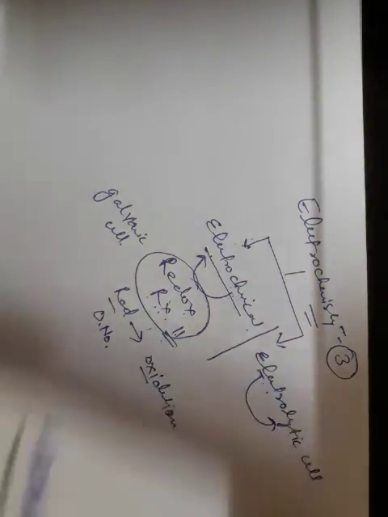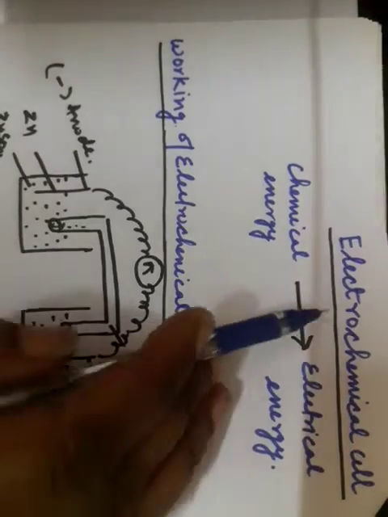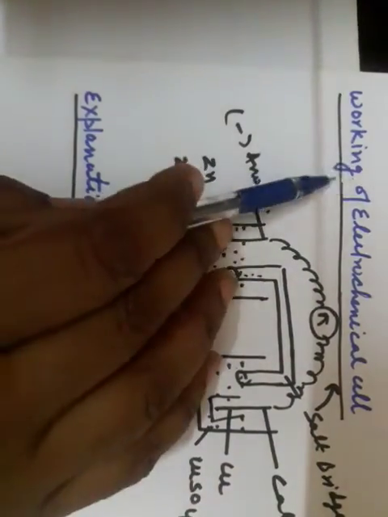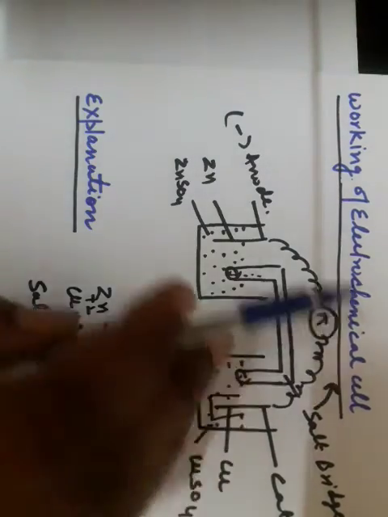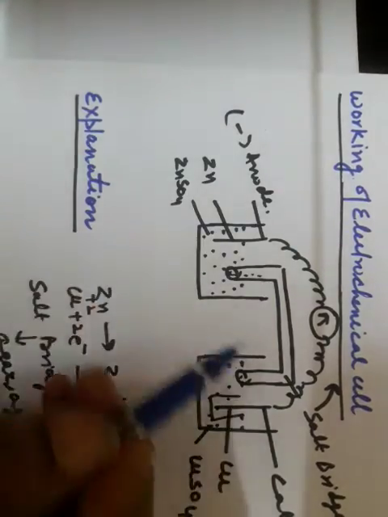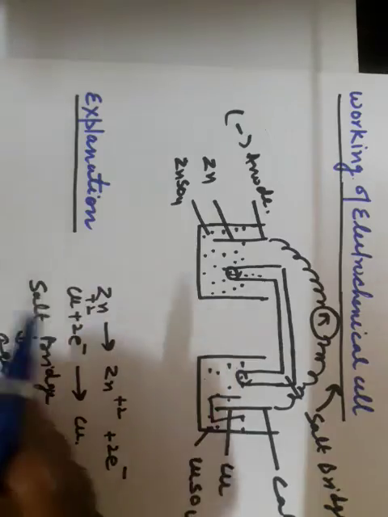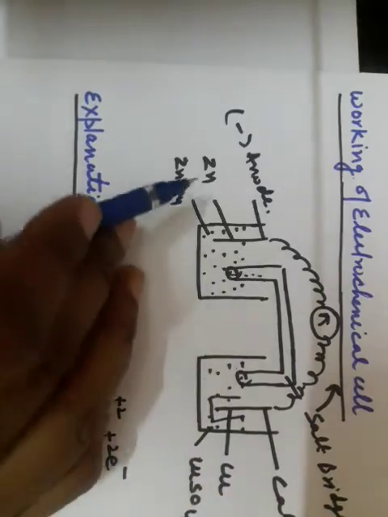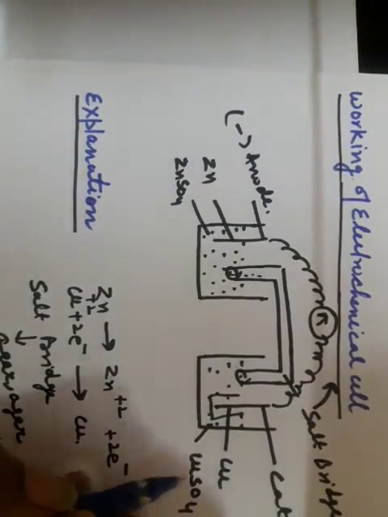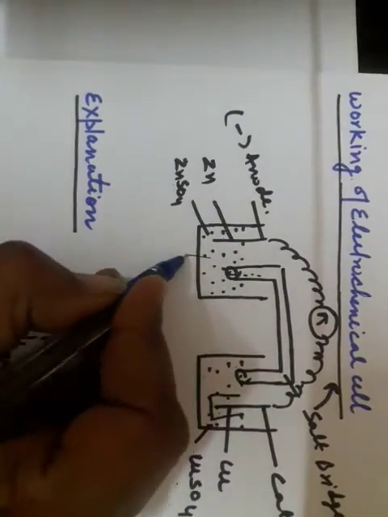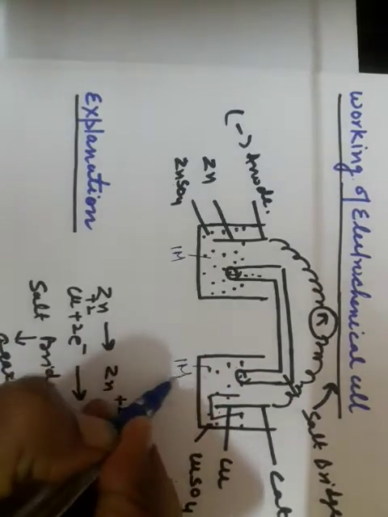So students, an electrochemical cell is a device which is used to convert chemical energy into electrical energy. Students, working of electrochemical cell. In electrochemical cells we have two containers. One is used for doing the oxidation reaction and the second is for the reduction reaction. Here we have taken two solutions, zinc sulfate and copper sulfate, with a zinc rod and a copper rod, and they are dipped in their respective solutions, both having concentration 1 molar.